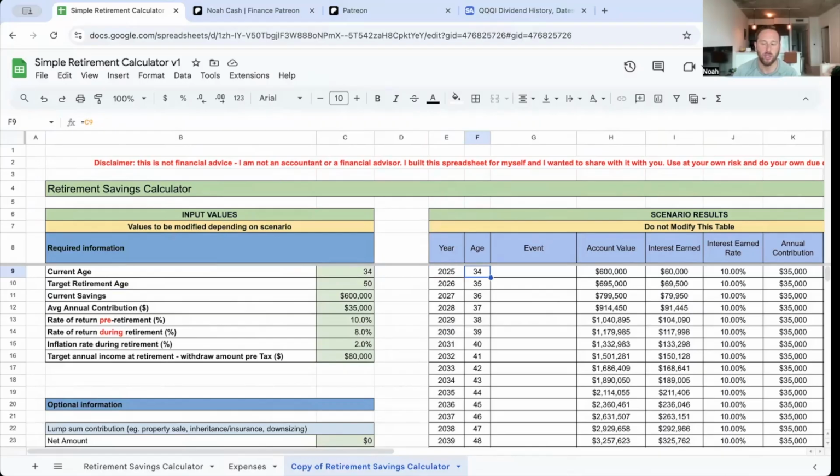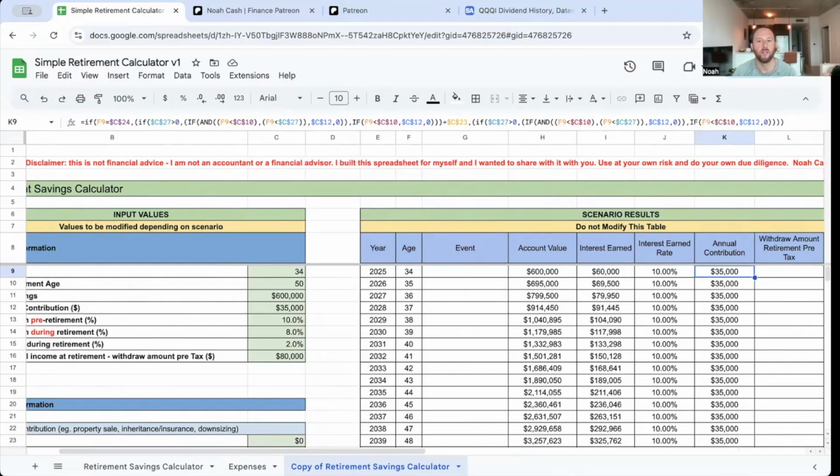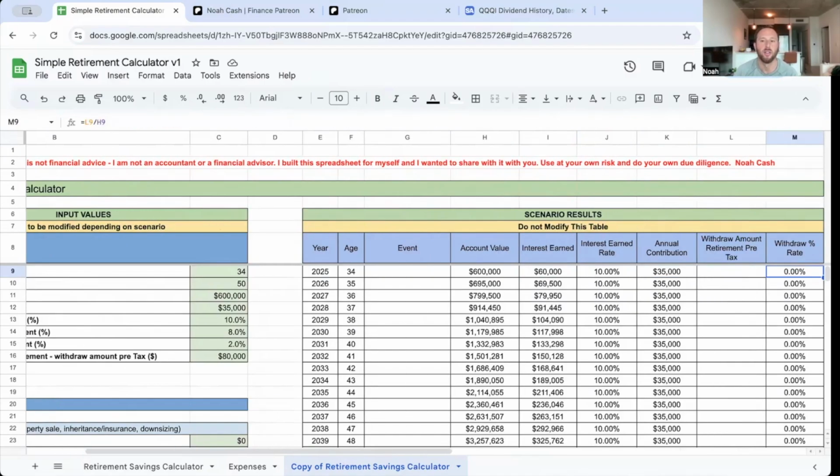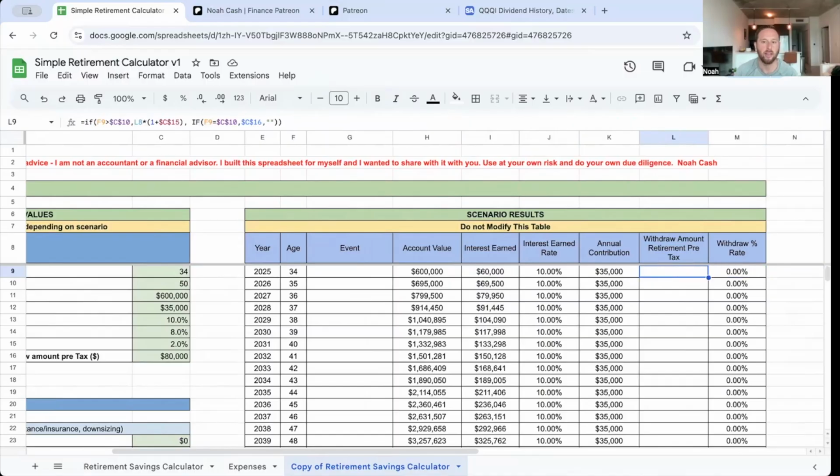So age 34, our account value is 600K. We have a 60K interest or rate of return earned this first year because we've assumed a 10% interest rate or 10% appreciation or 10% dividend as it relates to QQQI, right? Then we're also going to contribute 35K per year. We're not going to be withdrawing anything.